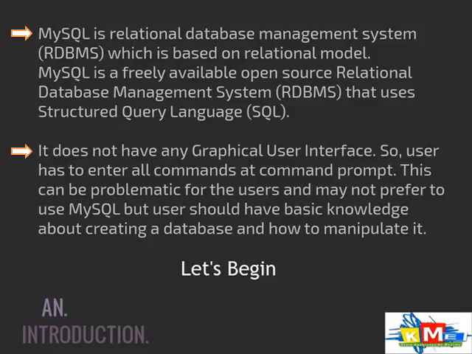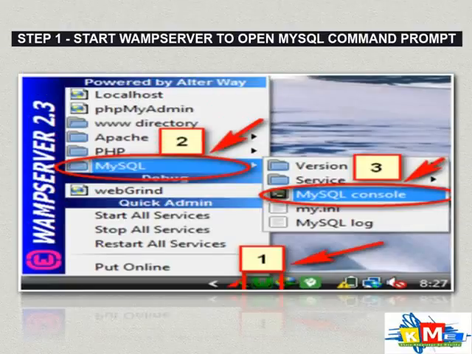So let's start. Now, as you can see, the first step is to start WAMP server. Now it is assumed that you have already installed WAMP server. So there must be an icon or a shortcut on the desktop. So click on it, it will start the WAMP server.